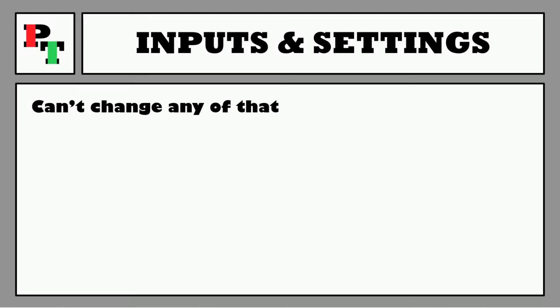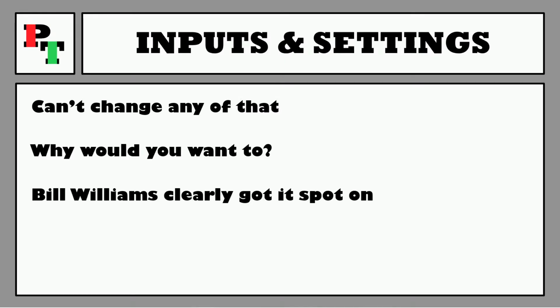And apart from the colours of the histogram bars, we're not allowed to change the settings either. Which means that Bill Williams must think that if it ain't broke, why would you want to fix it? Obviously, Bill Williams nailed it and got it spot on. Because if he thought that you stood a chance of actually being able to improve the indicator by changing the settings, then he'd let you be able to do that.